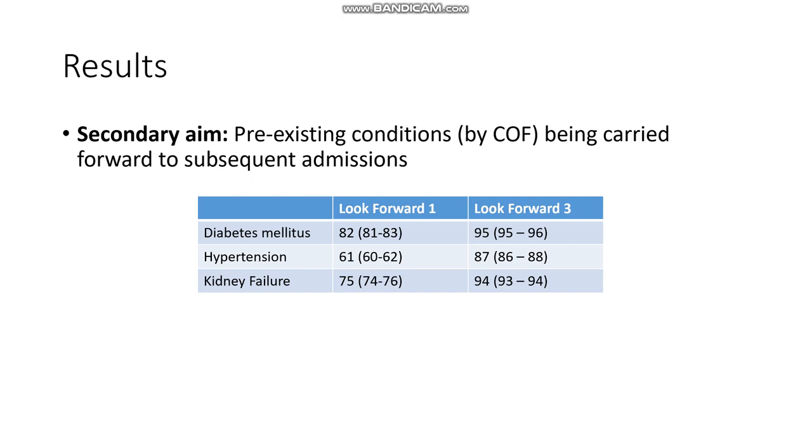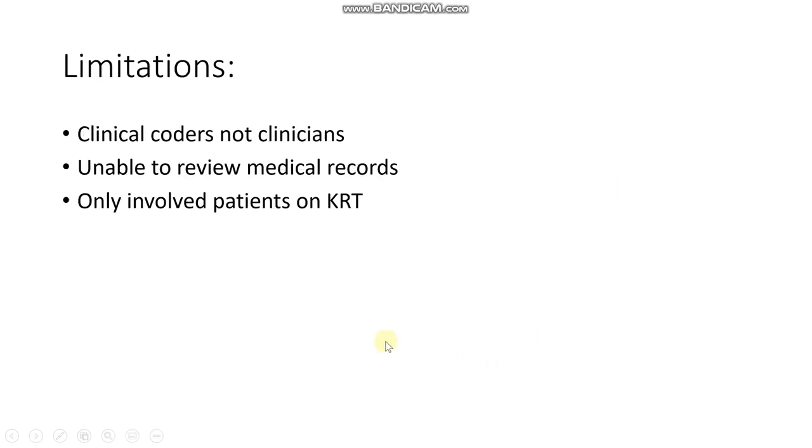And these findings suggest that evaluation of a single coded admission has a substantial likelihood of missing chronic pre-existing conditions, and that when available, we should try and concatenate multiple consecutive admissions to ensure a comprehensive and reliable ascertainment of pre-existing conditions. Of course, this study has multiple limitations.